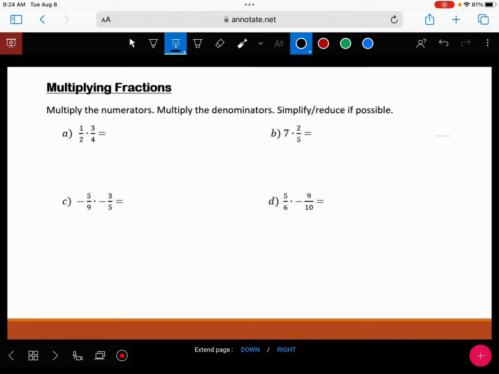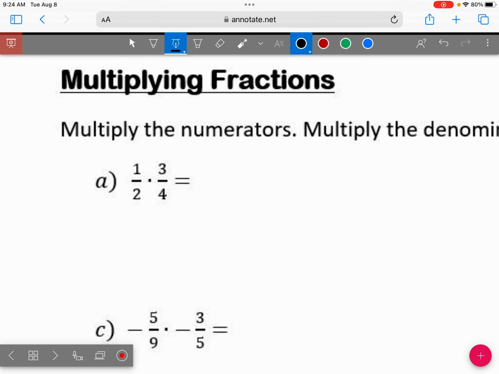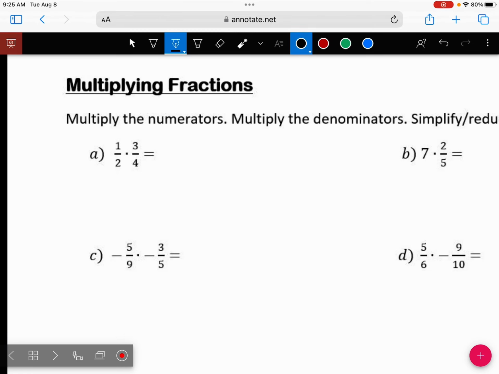Now let's talk about multiplication. When you multiply, you just go straight across. So let's look at A. Go straight across. Take 1 times 3. So again, for multiplication, you do not need a common denominator. You just go straight across. So 1 times 3 is 3. 2 times 4 is 8. And that is your answer. So you just go straight across. Let's write that.